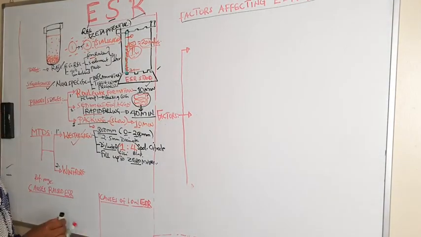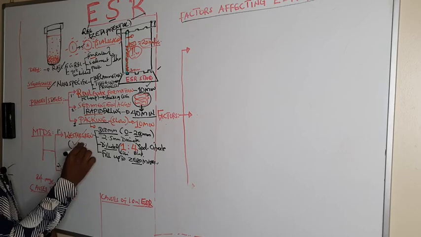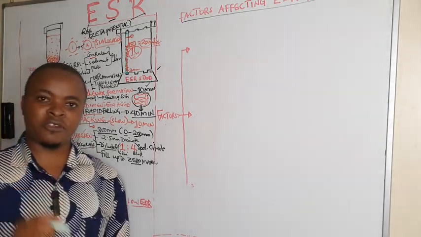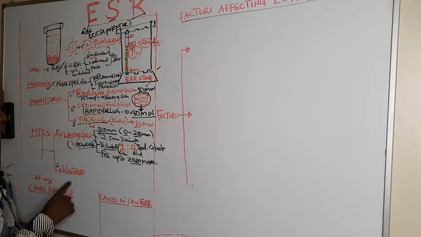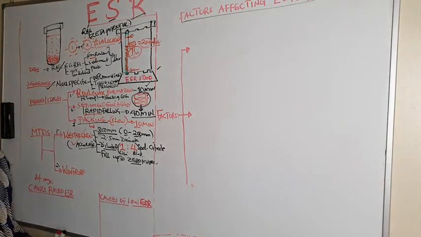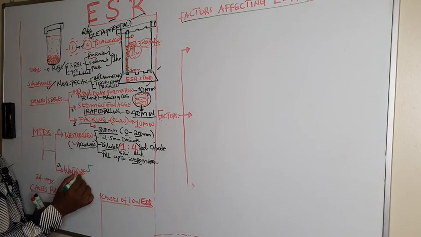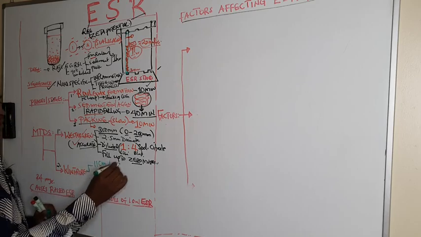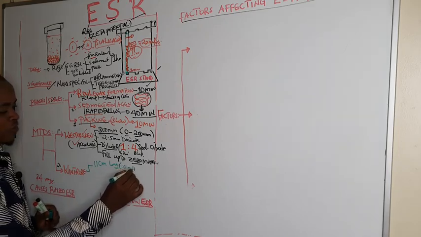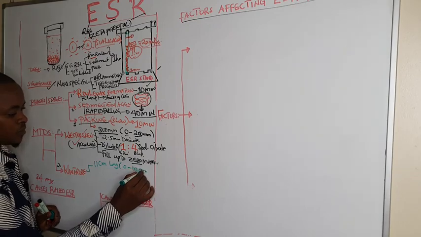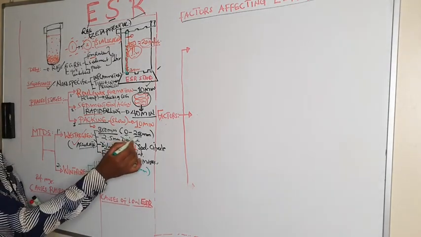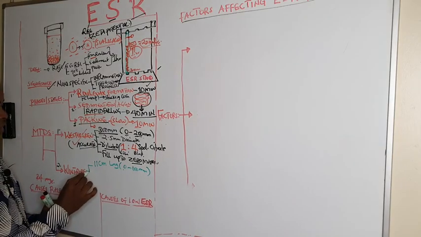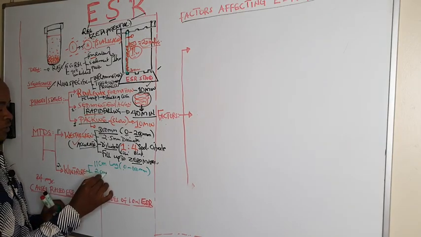That is how we are able to determine ESR using the Westergren tube method. This method is the accurate method compared to Wintrobe. Compared to Wintrobe, Westergren is very accurate. What about the Wintrobe method? With the Wintrobe method, this tube is 11 centimeters long and calibrated from 0 to 100 millimeters. So this one is calibrated from 0 to 200, whereas this is from 0 to 100 millimeters. Still, its bore size is 2.5 millimeters.